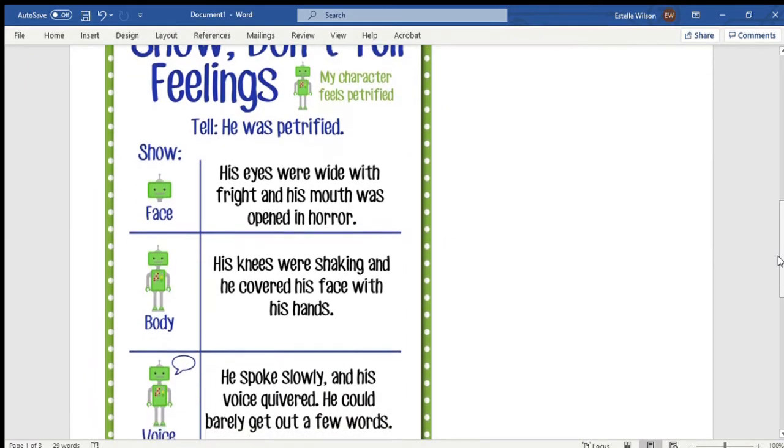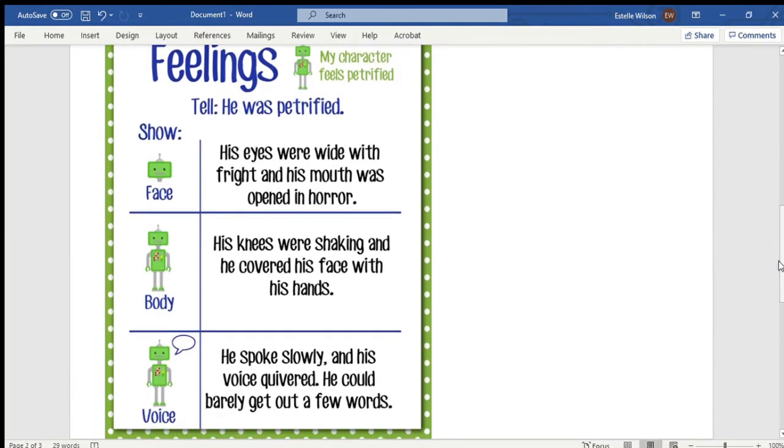Now last week we focused on something called show don't tell, and here is an example just to recap. So instead of telling the reader he was petrified, you can show a character's feelings through their face, through their body language, through their voice. So for example, his eyes were wide with fright and his mouth was opened in horror. His knees were shaking and he covered his face with his hands. He spoke slowly and his voice quivered. He could barely get out a few words.